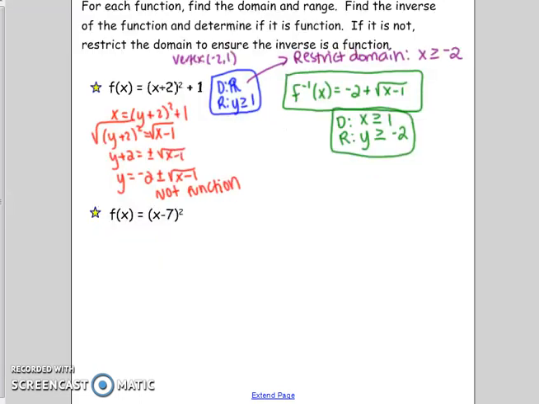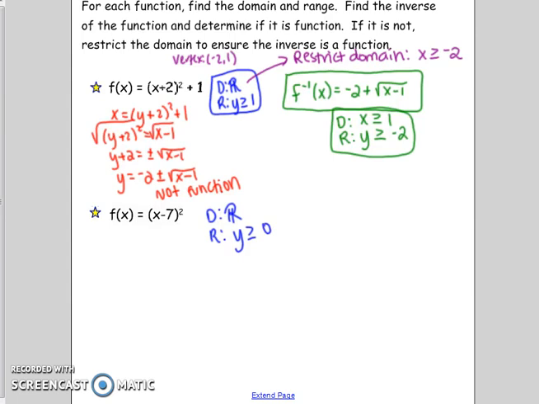Okay, let's look at this other example. Okay, so first step, find domain and range of the original. So the domain will be all real numbers because it's a quadratic. And this is in vertex form again. So 7, 0 is our vertex. It opens up, so y is greater than or equal to 0.